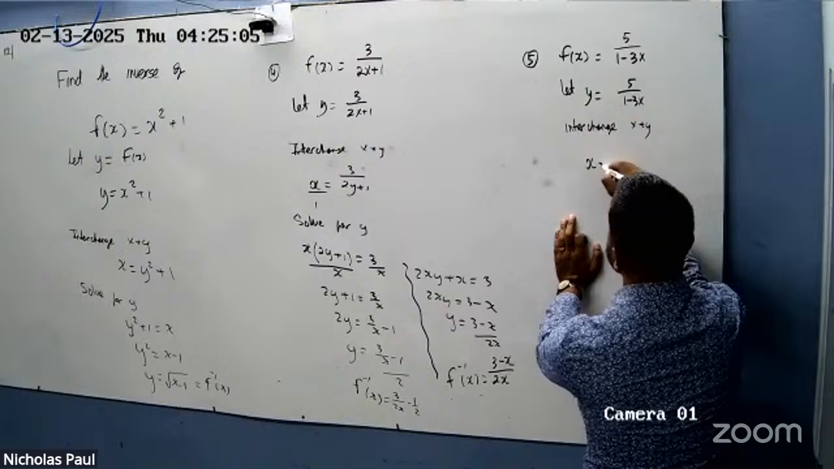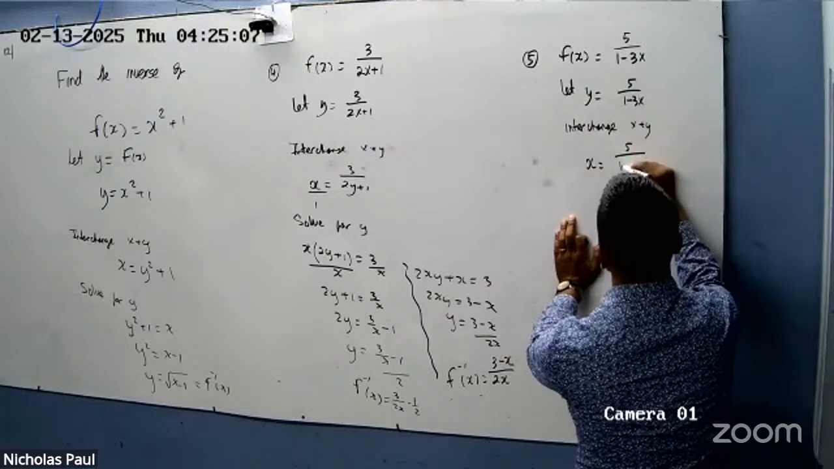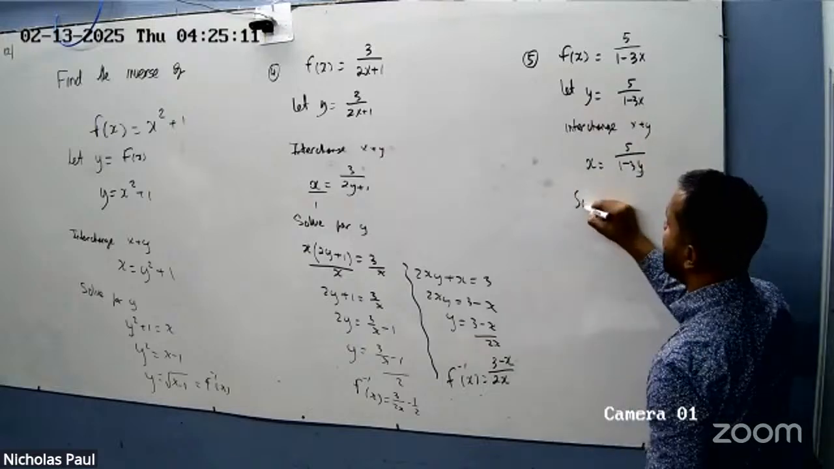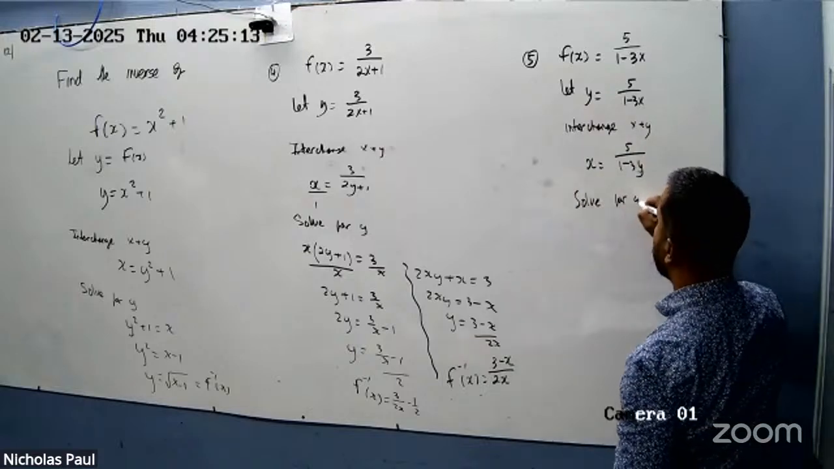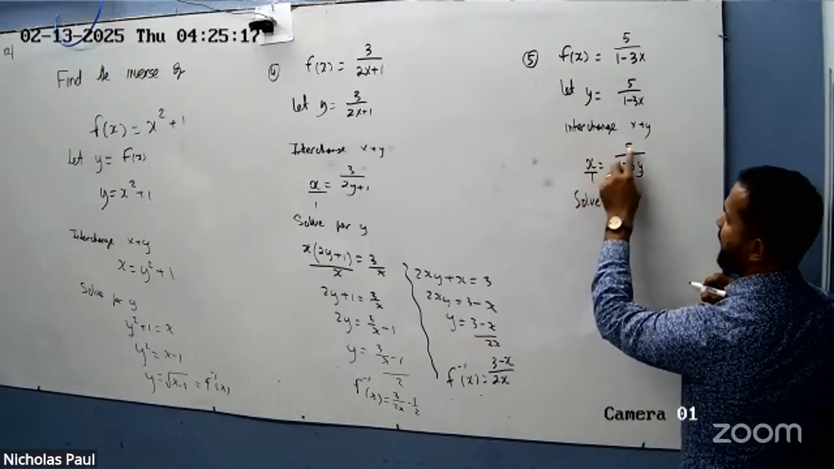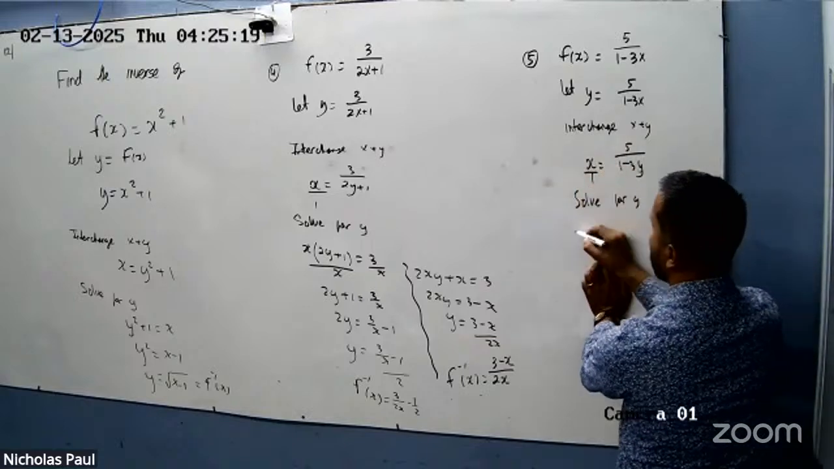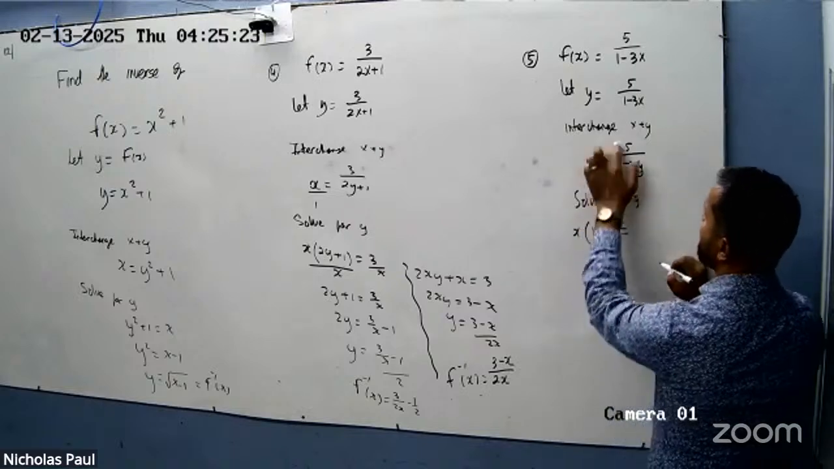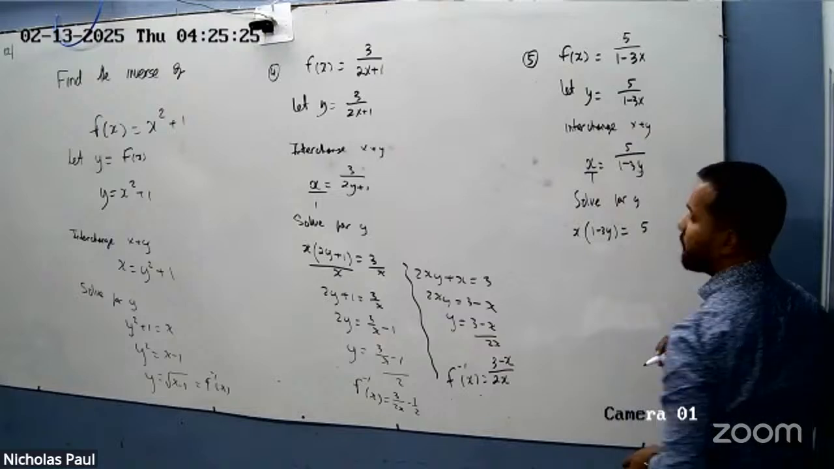So x is equal to 5 over 1 minus 3y. Here we're going to solve for y. So we have two fractions separated by an equal sign, so we're going to cross multiply: x by 1 minus 3y, and 1 by 5.